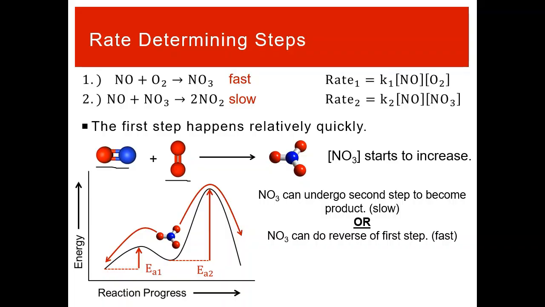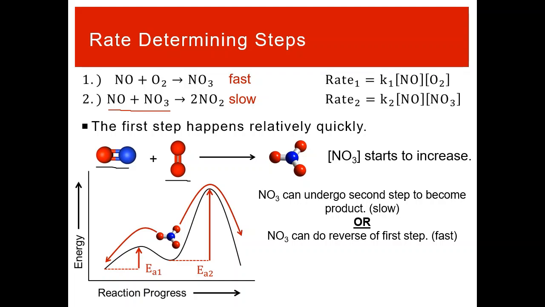The NO3 has a couple different changes that it can do. It has 2 possibilities. It can undergo the second step, and the second step that we've identified right here. It could interact, it could collide with another NO molecule, and it could undergo the change, the slow step that we're interested in, make our products.